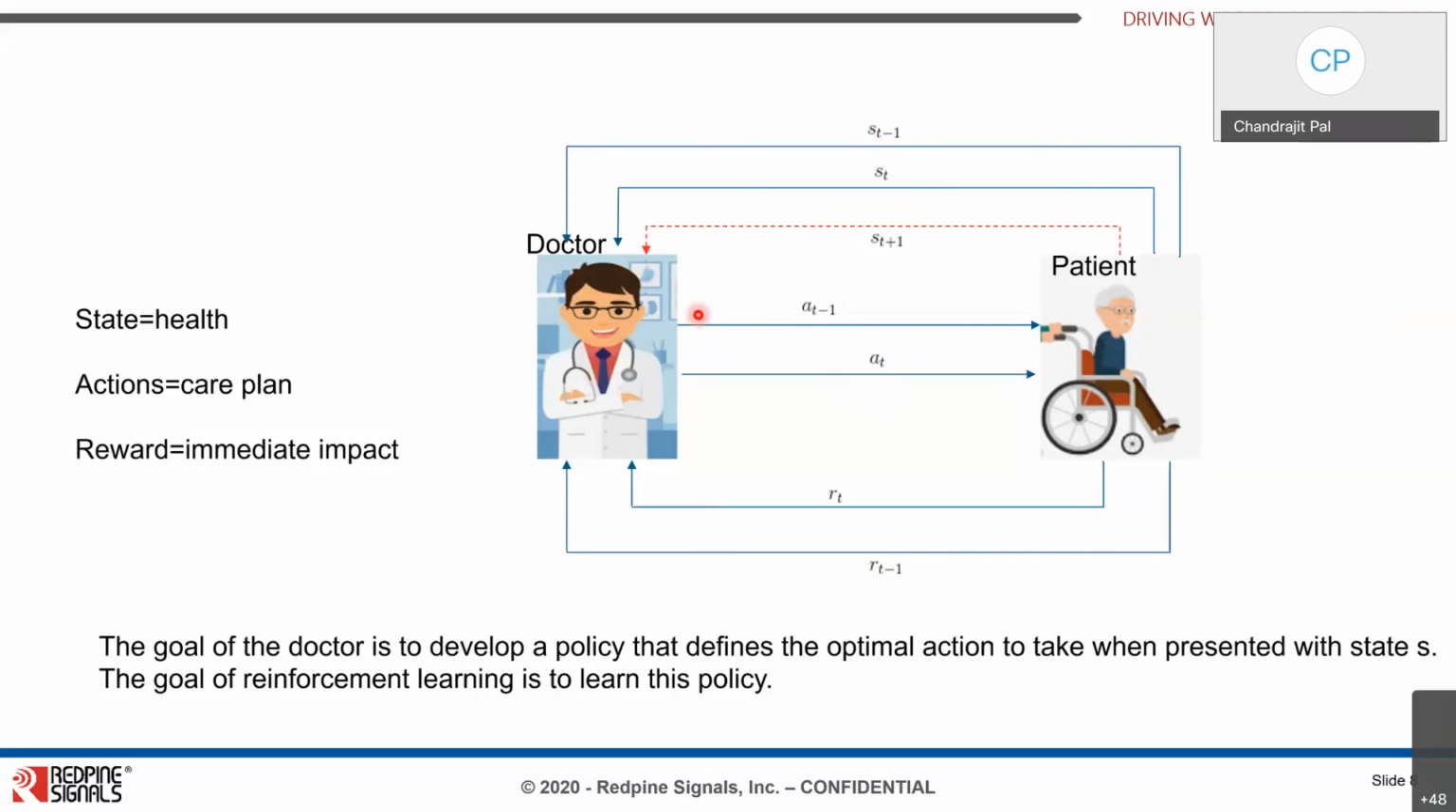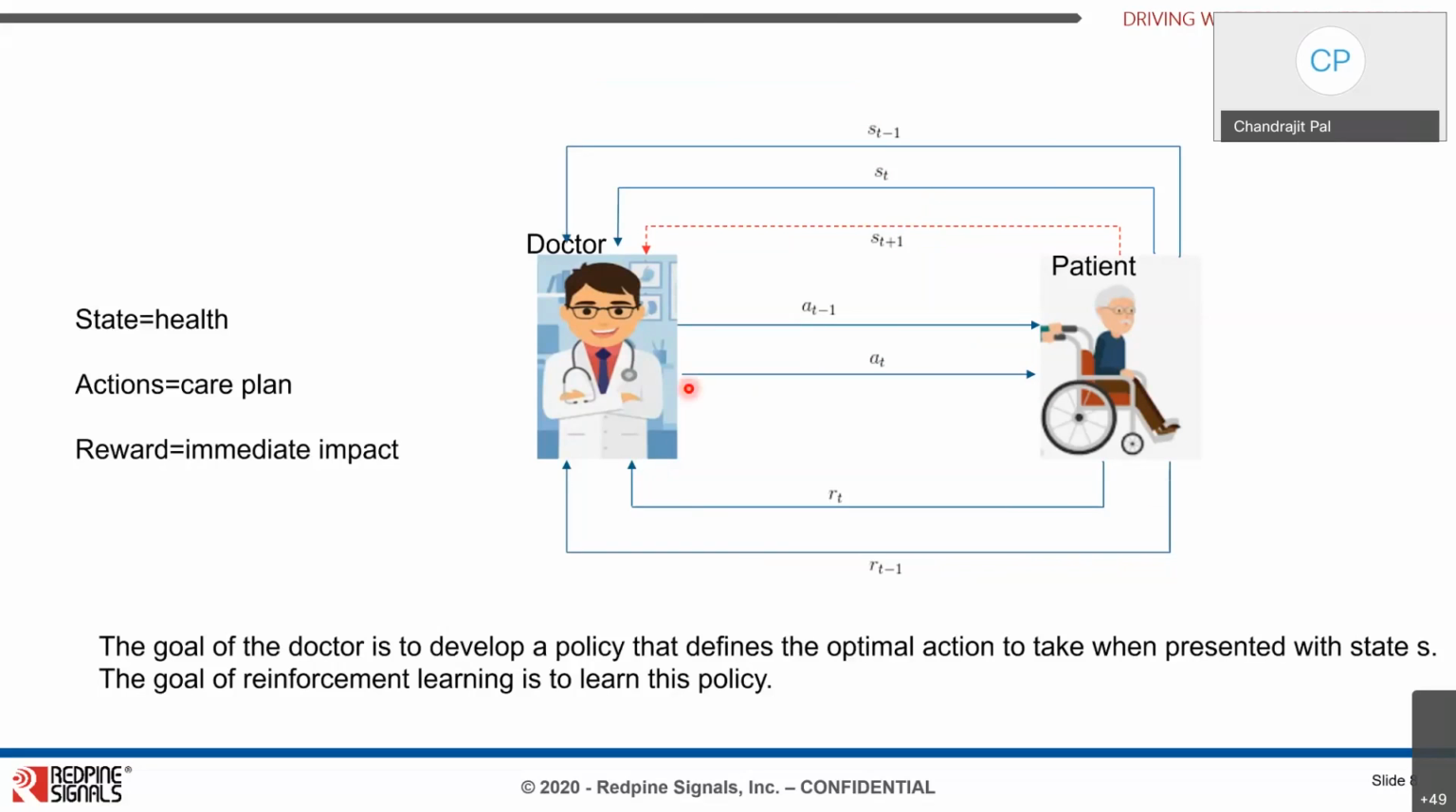So his next action will be A(T), because now the current state is S(T). So he will take an action A(T). After applying the action, again there will be a state change from S(T) to S(T+1). When there is a state change, again there will be a reward, which is given by R(T). And this goes on and so on.